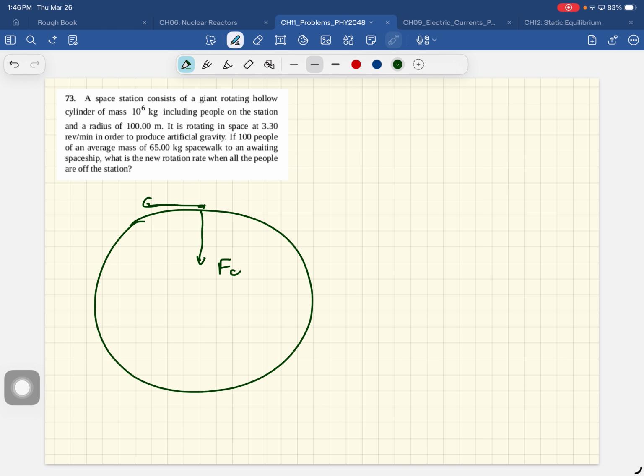If 100 people of an average mass of 65 kg spacewalk to an awaiting spaceship, what is the new rotation rate when all the people are off the station? So the people get in a spaceship and they go away, and so now the moment of inertia is decreased, and so it'll rotate faster. Yeah. So again, this is a collision problem again.